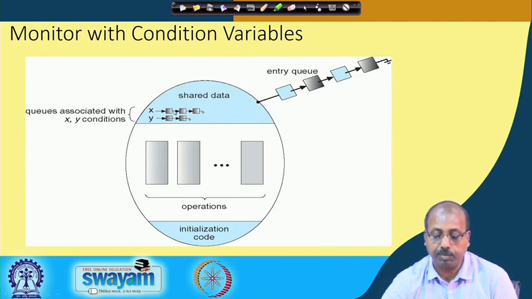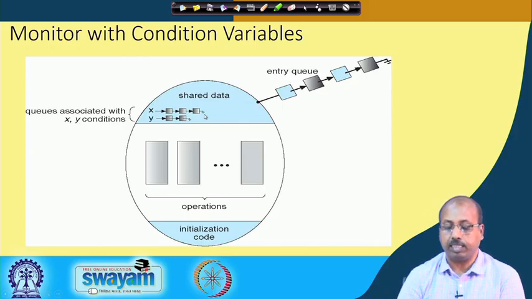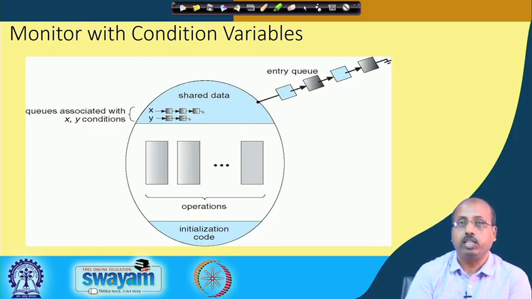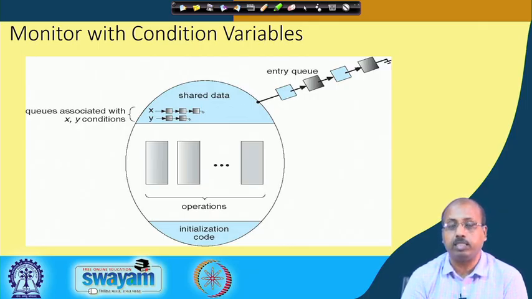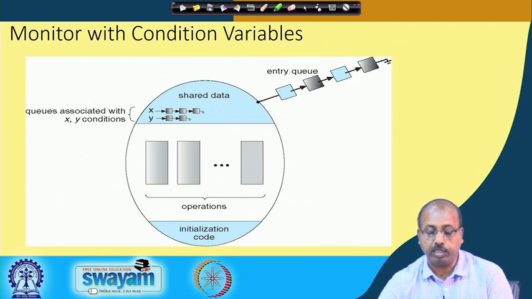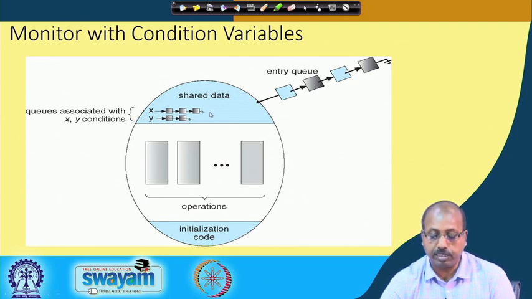So we have these condition variables, with queues associated with them, and we have other entry-level queues. This is another possible implementation, where the processes waiting on the condition variable are made to wait inside the monitor. Some implementations make this queue outside the monitor, and some make it inside the monitor. This particular implementation shows the queues associated with condition variables put inside the monitor in the shared data area.